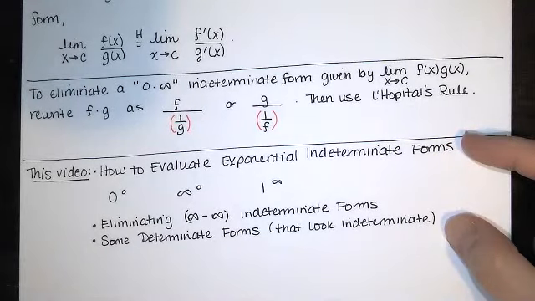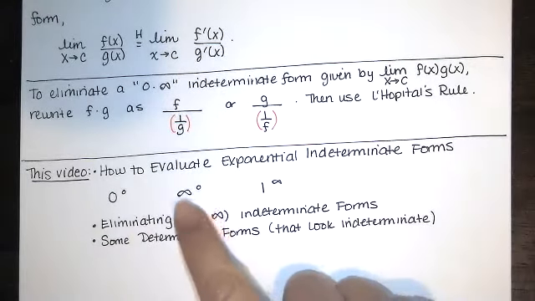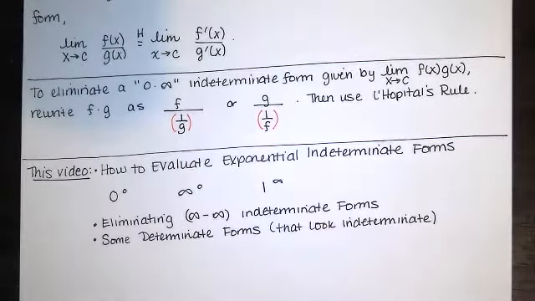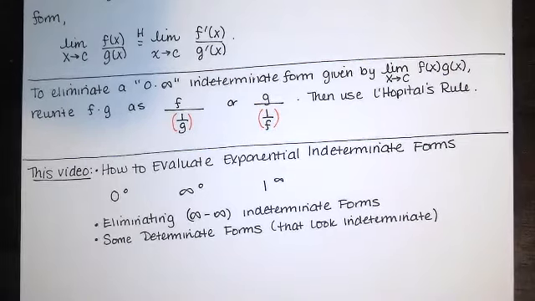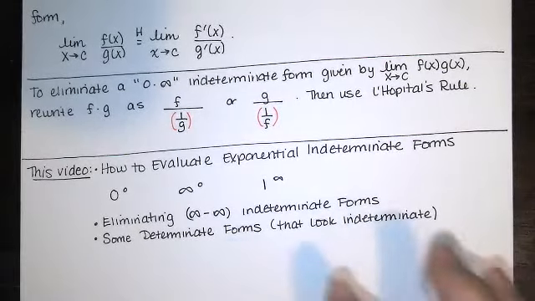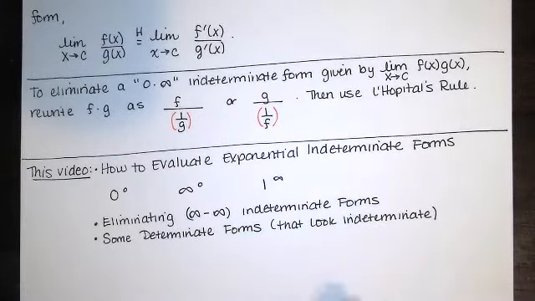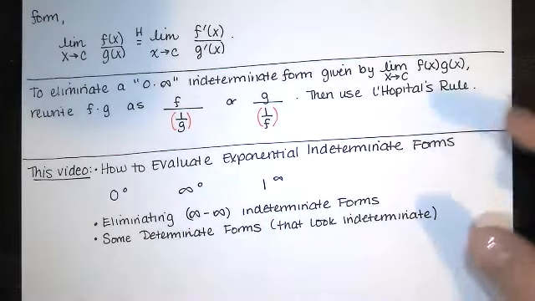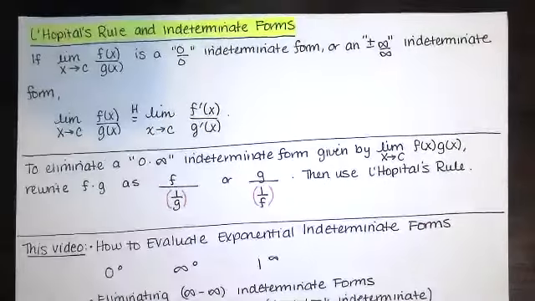We're going to look at the exponential indeterminate forms, 0 to the 0, infinity to the 0, and 1 to the infinity, and talk about how to address those. We'll also talk about eliminating infinity minus infinity indeterminate forms. And then we'll look at some forms that look indeterminate but happen to be determinate. We actually know what the result should be just by looking at the form, although sometimes it doesn't look like that on the surface. So we're going to get to that briefly, but let's start by reviewing L'Hopital's rule.